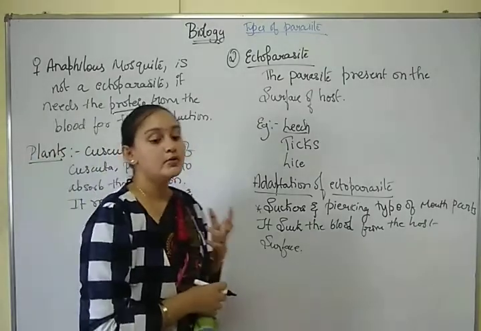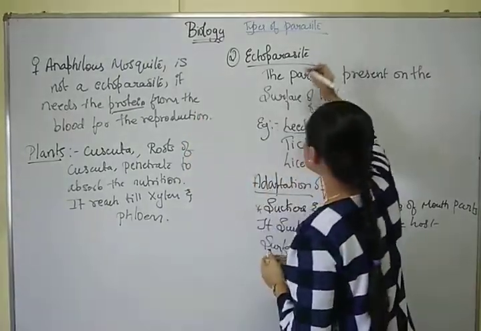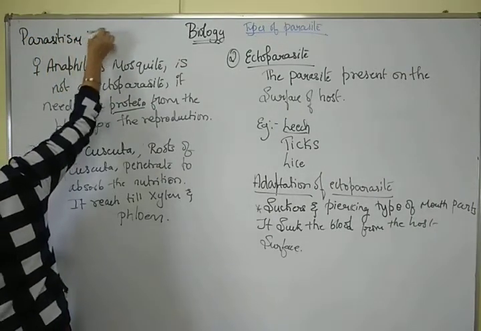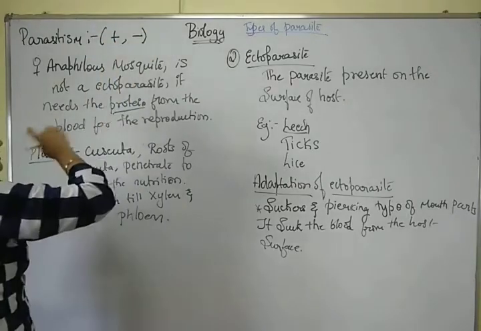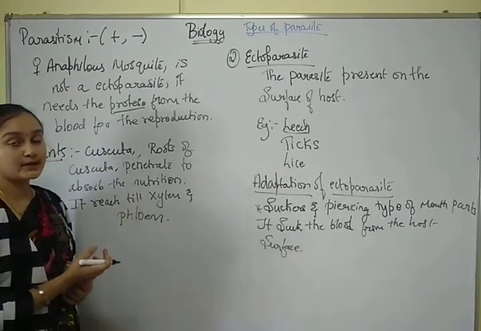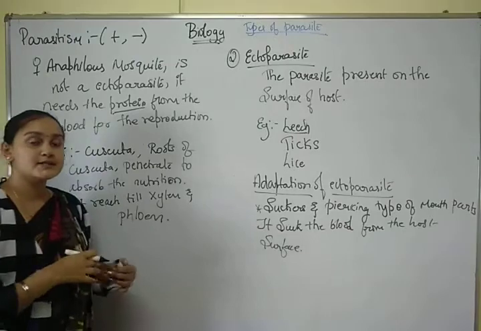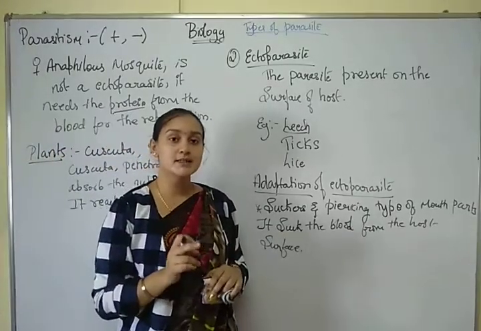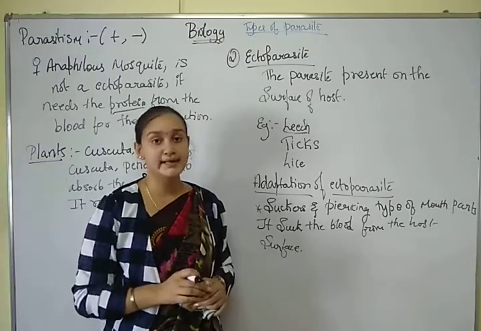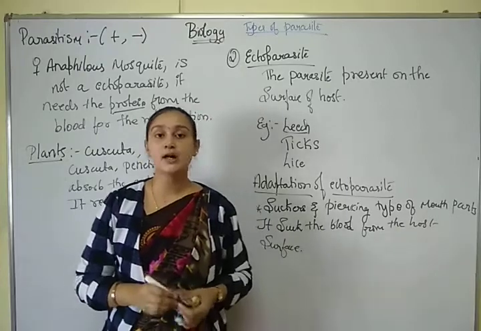So this was all about the parasite. This is parasitism. Here the symbol is plus and minus. Why plus and minus? Because one species is getting benefited, whereas the other species is not benefited, meaning it is getting harmed. In the previous class we saw mutualism, where the symbol was plus and plus, because both species benefit each other. So this was about parasitism. In the next class, let's see about predators. Thank you.